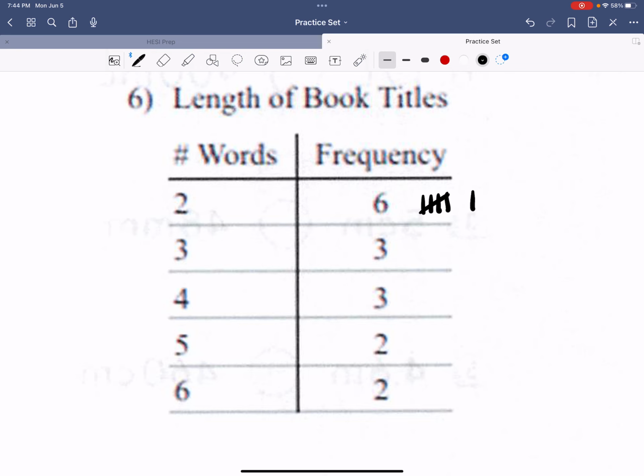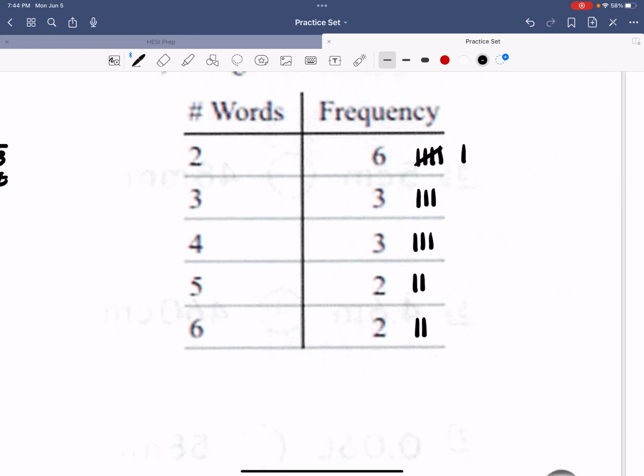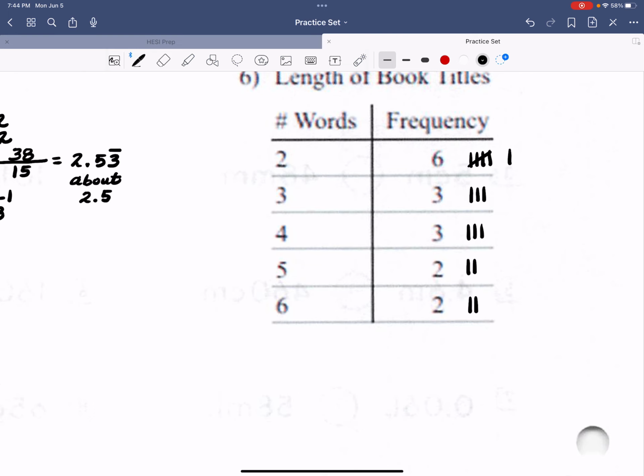as a tally table. Sometimes you will see frequencies written like this. It doesn't matter how it's written, we can work with it. But just be aware that sometimes they're going to be tick marks or tally marks.